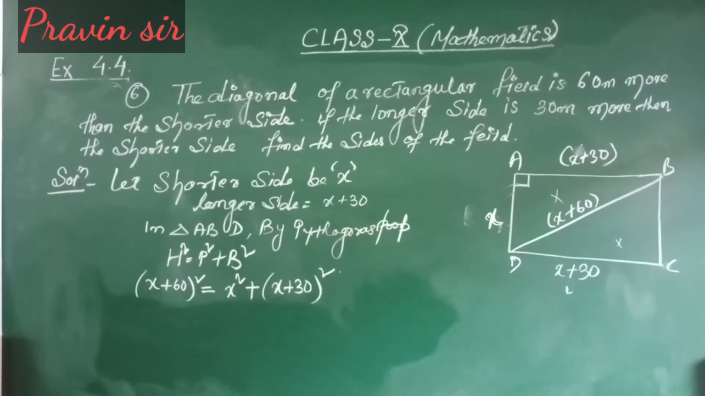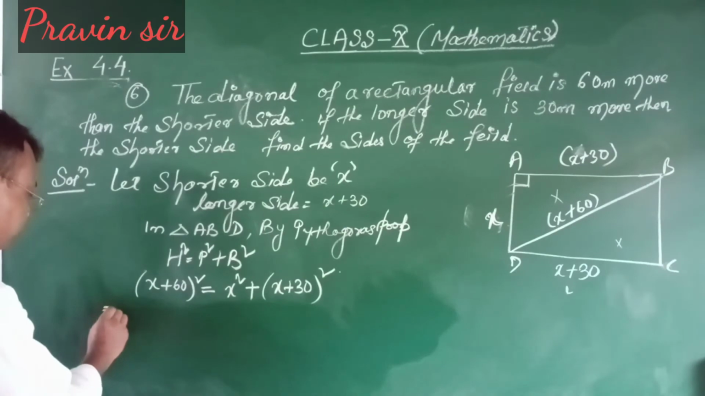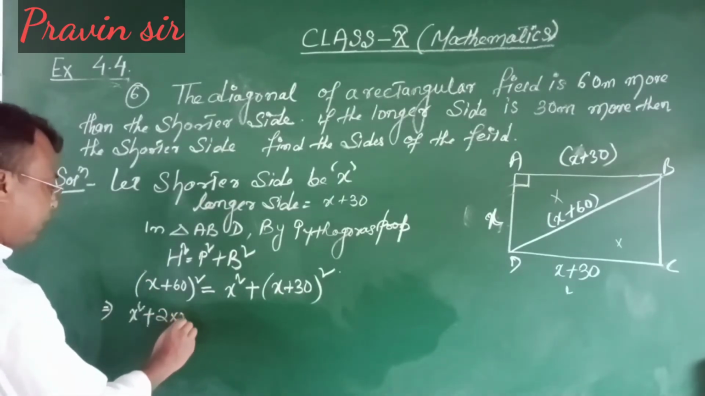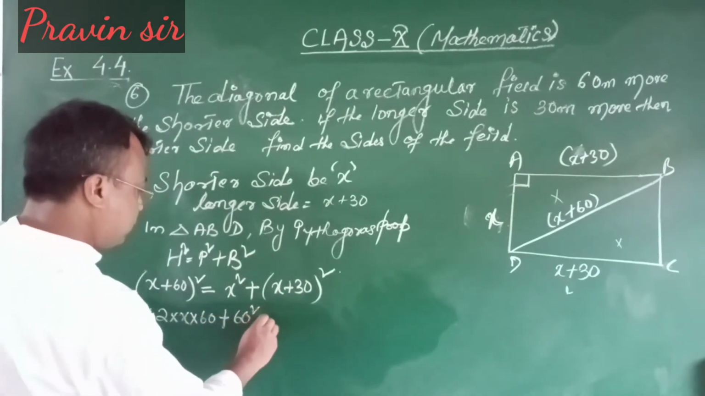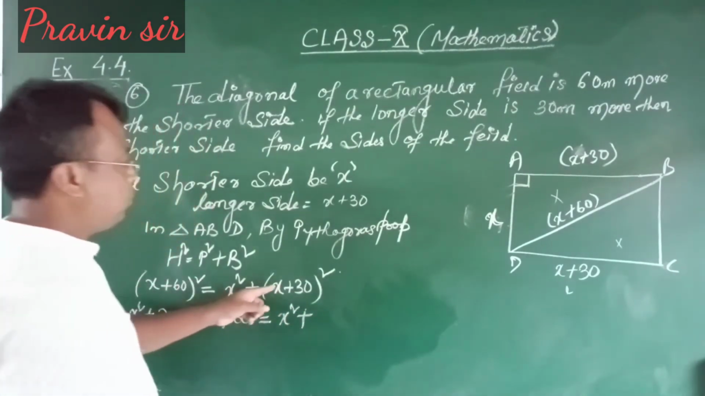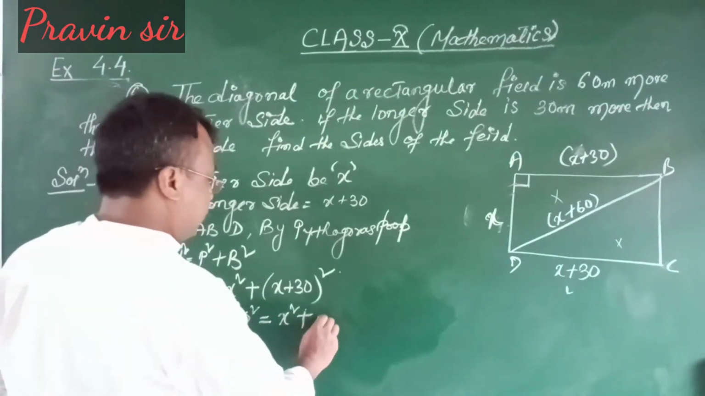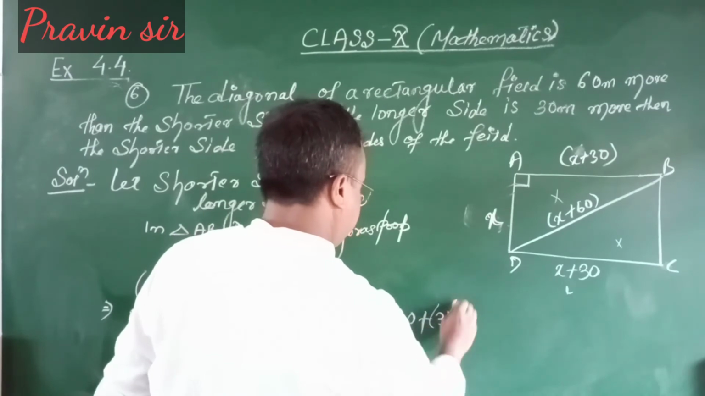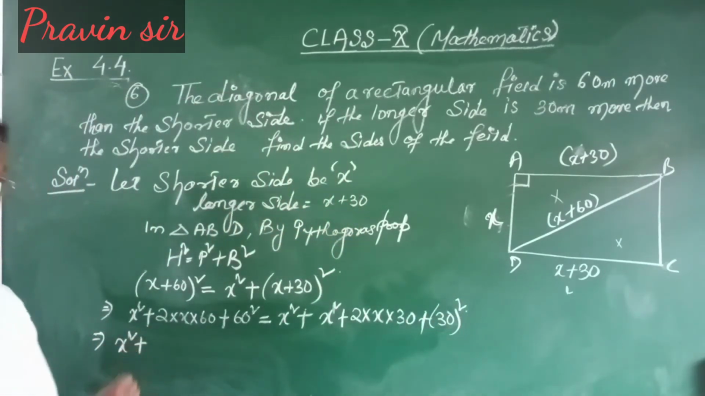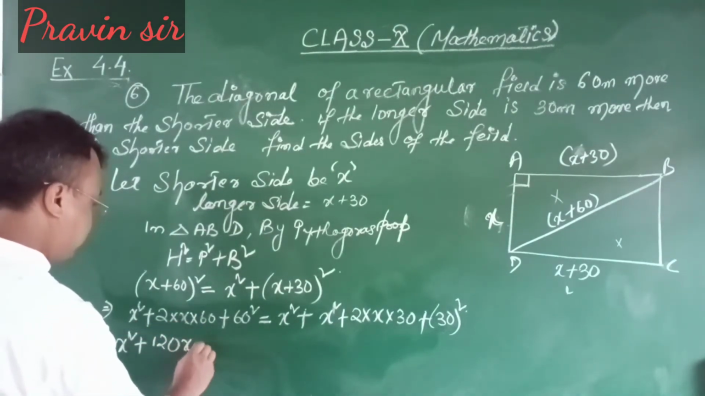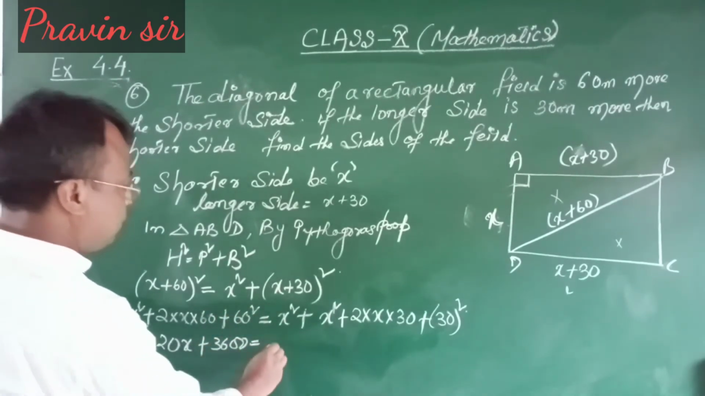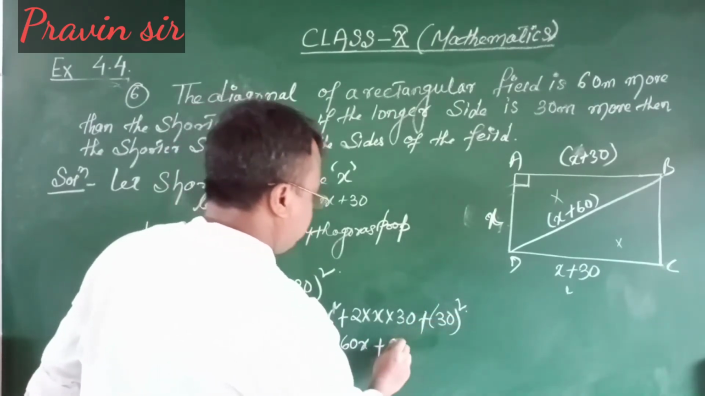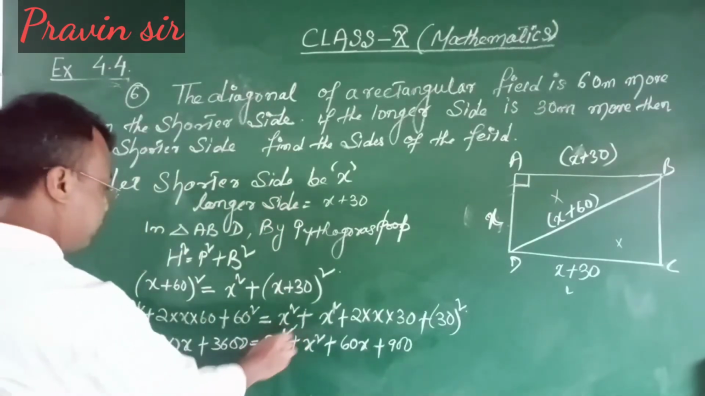Now expand. I can expand this using (a plus b) whole square, which is a square plus 2ab plus b square. So 2 into x into 60 plus 60 square is equal to this one: x square already there, plus again (a plus b) whole square, so x square plus 2 into x into 30 plus 30 square. Simplify it a little bit. So x square plus 120x plus 3600 is equal to x square plus 60x plus 900. Now this x square is cancelled.